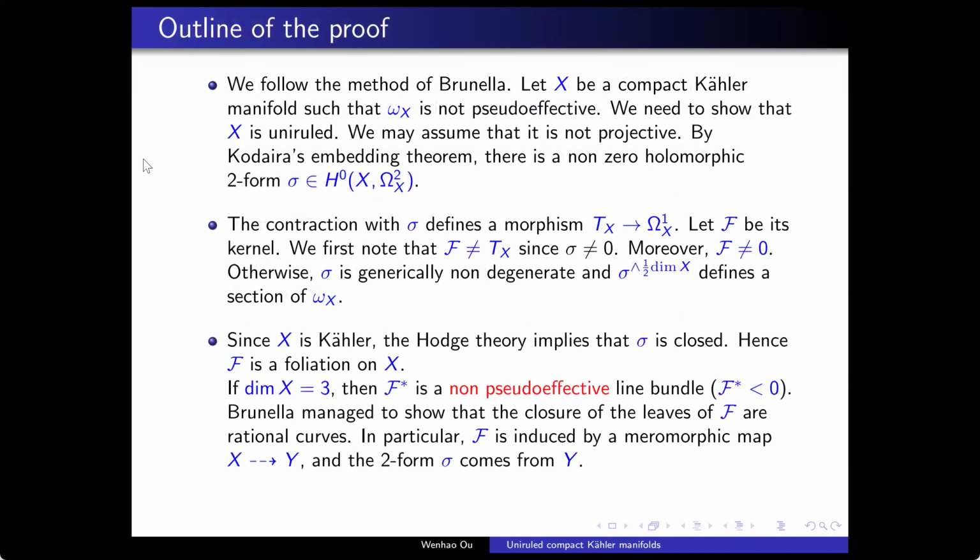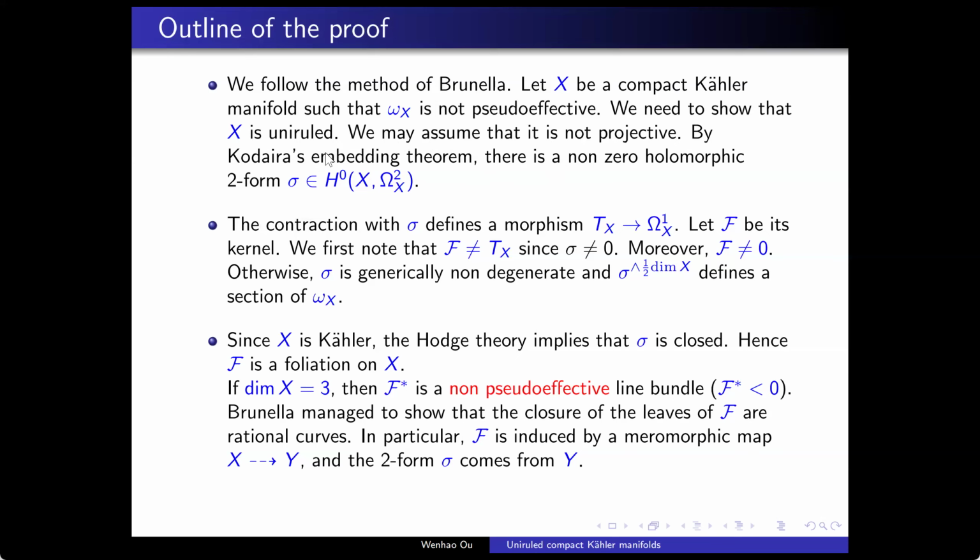Now I would like to give a short sketch of the idea of the proof of this uniruled criterion. We follow the method of Brunella. So I consider X as a compact Kähler manifold such that omega X is not pseudo-effective, and this is the difficult part. We need to prove that if omega X is not pseudo-effective, then X is uniruled. So thanks to Miyaoka, Mori, and Boucksom, Demailly, Păun, Peternell, we may assume that X is not projective, because if X is projective, this is proved.